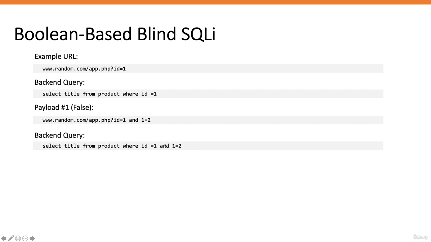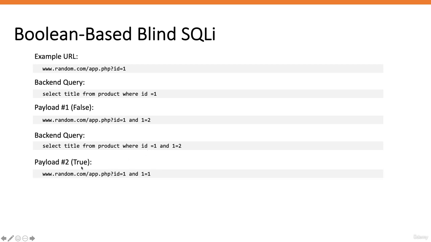And so because this is an AND statement, they both have to be true in order for the entire where clause to evaluate to true. So this evaluates to true, this evaluates to false. True and false is equal to false. And so the entire where condition evaluates to false, and it won't display a title from the product table. So in this case, if you force the false statement, you won't get the title of the products that are associated to ID is equal to 1.